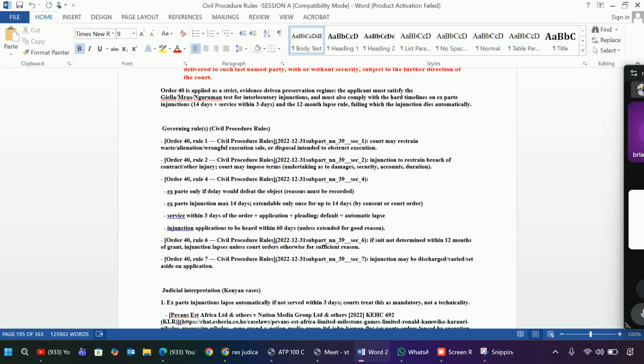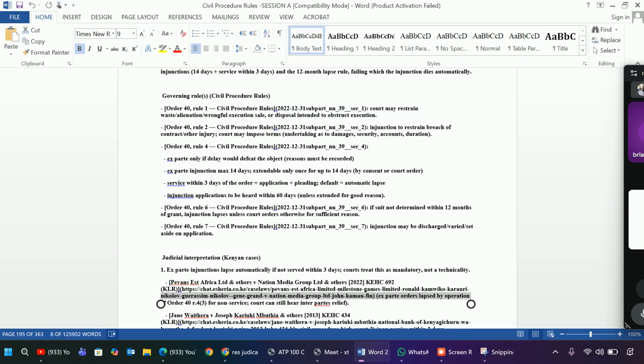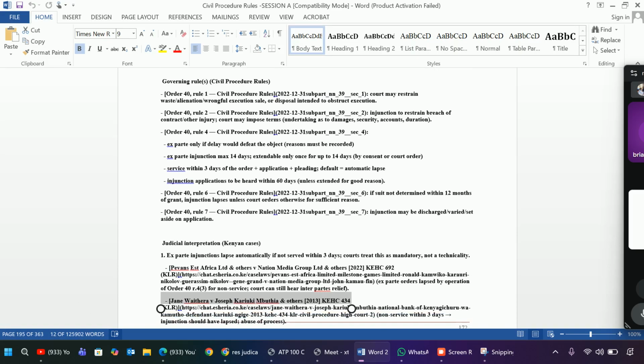Then you have Rule 2 of Order 40, injunction to restrain breach of contract or other injury, and the court may impose terms such as undertakings as to damages and security and accounts. Then you have Rule 4, ex parte only if delay would defeat the object and reasons must be recorded. Ex parte injunction maximum 14 days, extendable only once for up to 14 days by consent or through court order. Service within 3 days of the order. This is why you serve the order, application plus the pleadings. And failure to do this leads to automatic lapse.